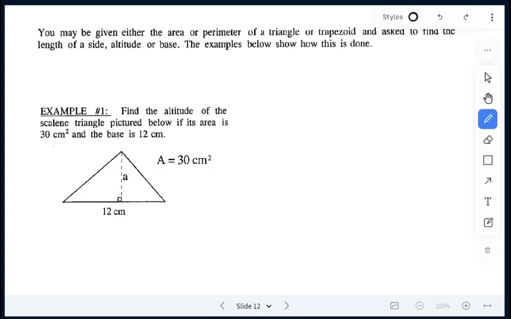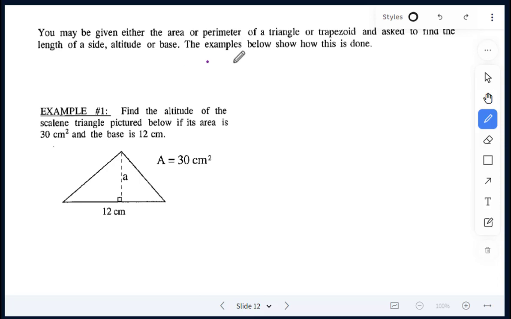Okay, so next, sometimes in a word problem you may be given either the area or the perimeter of a triangle or a trapezoid, and you'll be asked to find the length of a side, the altitude, or the base. So let's take a look at our first example. Find the altitude of the scalene triangle pictured below if its area is 30 centimeters squared and the base is 12 centimeters. And we need to figure out the altitude.